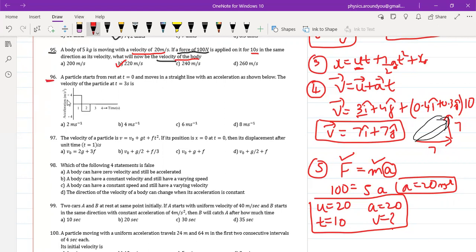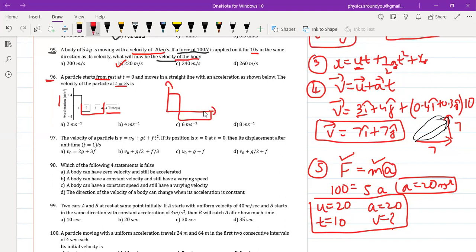Now, what is the 96th one? The 96th one is given as a v-t graph. You should be careful. You should look at the quantities labeled first. It is a v-t graph, and it is beginning from rest. They're asking what is the velocity of the particle at t equal to 3 seconds. All right. So at t equal to 3 seconds. Well, I think this is a typo. The figure should be somewhere like this, like 4 and that. That should be the figure. So let us assume that is the figure.